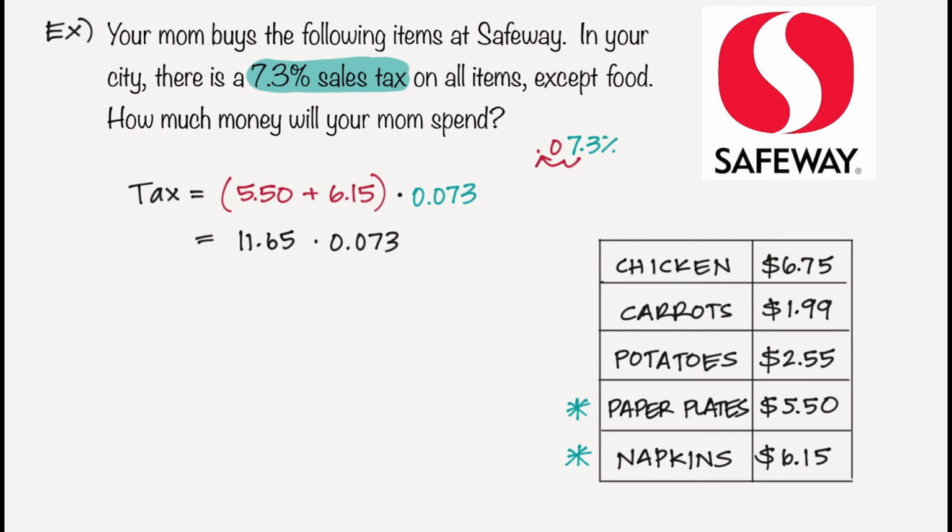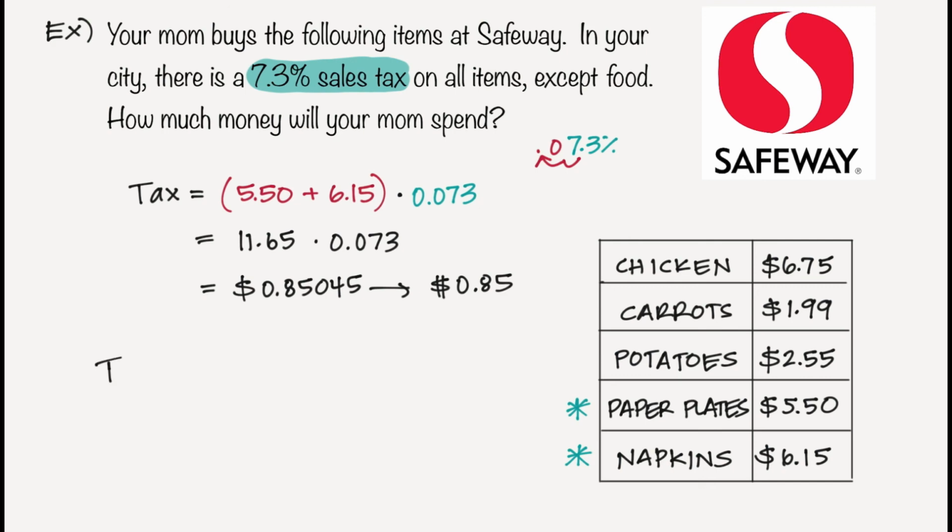And then I can multiply it by the rate. And then I'm going to find kind of a long decimal. So 0.85045. So when I round it, it's simply 85 cents. Okay, so not too much for tax.